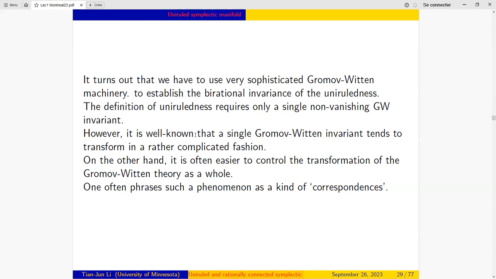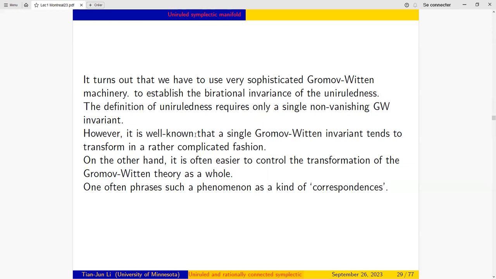But in turn, we can have a qualitative understanding of how this infinite dimensional vector transforms under a blow-up. Particularly, we want to show the transformation is non-singular, and then I can prove uniruledness under blow-up. This is the so-called correspondence. If I have time, I will mention some examples of this correspondence. This is what underlies the birational invariance of this paradigm. So I don't particularly look at one single invariant.